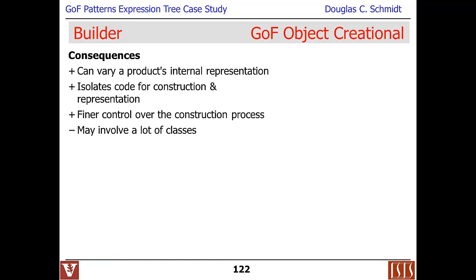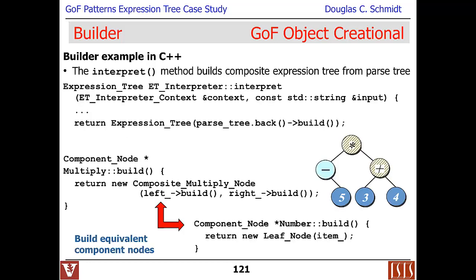Consequences of builder. We can use this to vary a product's internal representation. We don't really show that in this particular case. We're not varying anything other than the kinds of nodes that are created based on the input string that's passed to the interpreter. And we're also isolating the code for construction and representation. That's the real key benefit here.